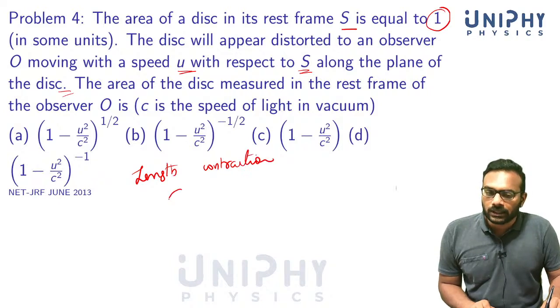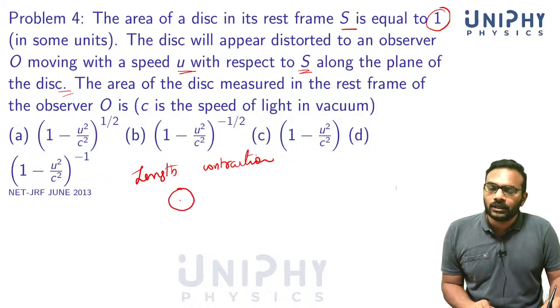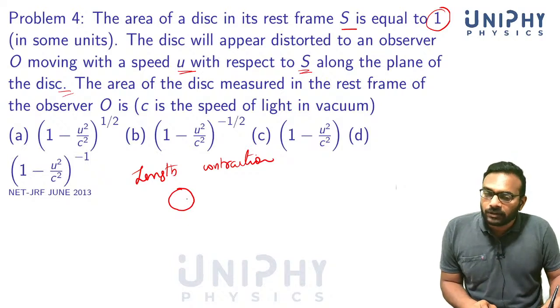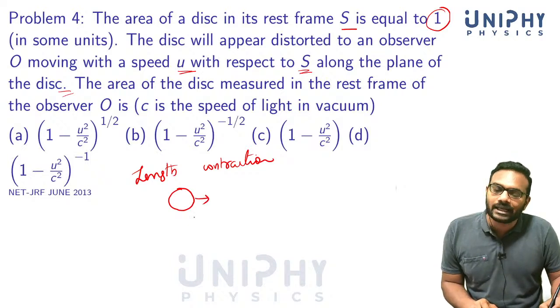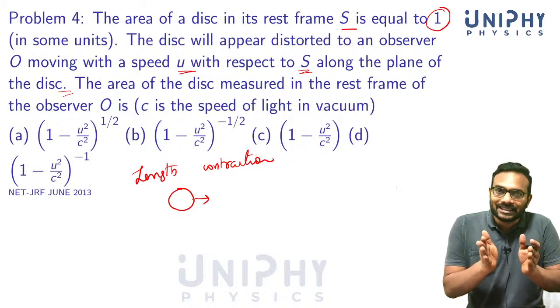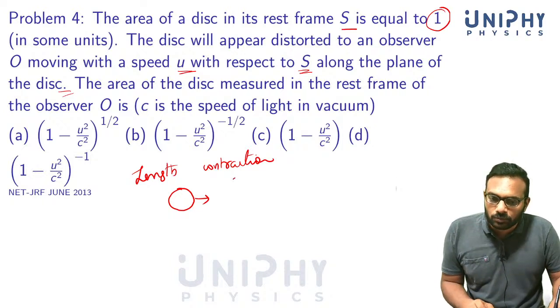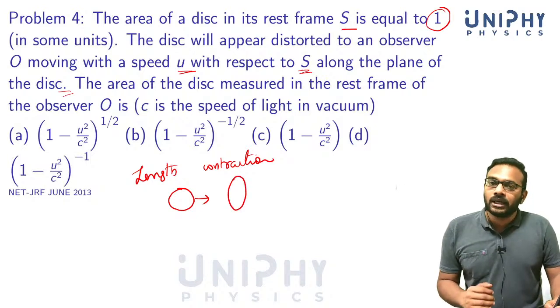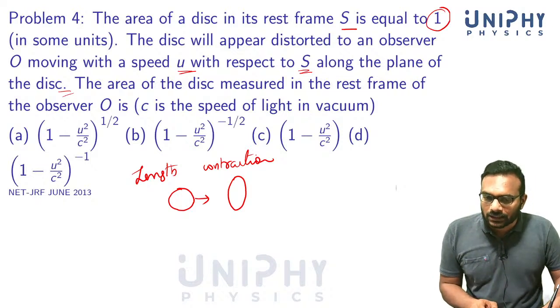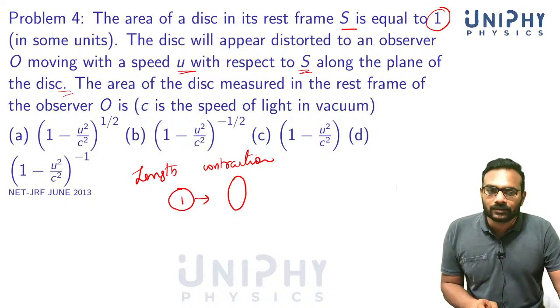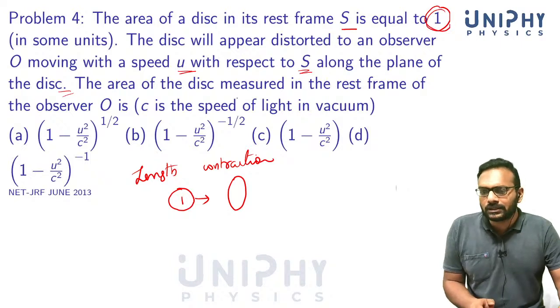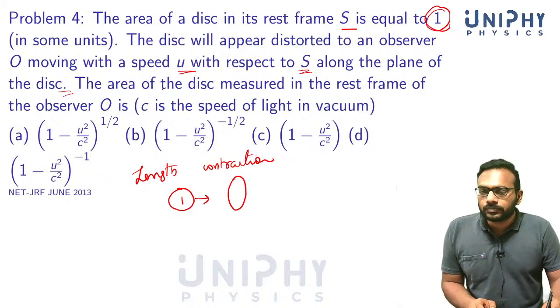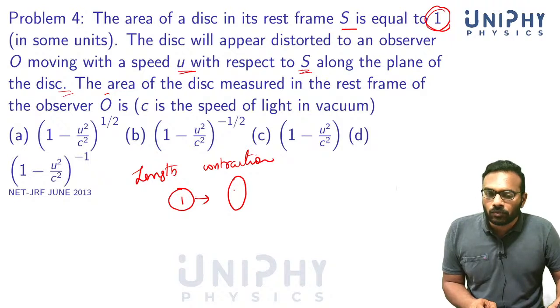If you are looking at a disk which is at rest, it's perfectly circular. But suppose it's moving in this direction, then this length gets contracted. If you are looking at a moving disk, then instead of a circle you have an ellipse. The area of the circle in this reference frame is equal to 1 in some units. So what's the new area measured by the observer?